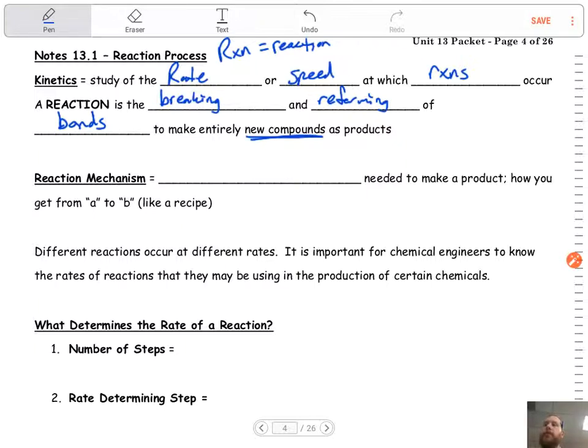But again, we're going to talk through the process with it and show some things like heat of reaction and the energy that's associated with it. What shows all of those bonds breaking and forming is called the reaction mechanism. That is the step-by-step process that's needed to make a product. So it's how you get from A to B, kind of like a recipe, all right?